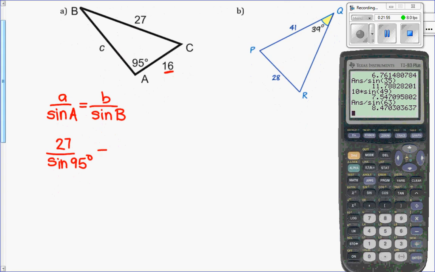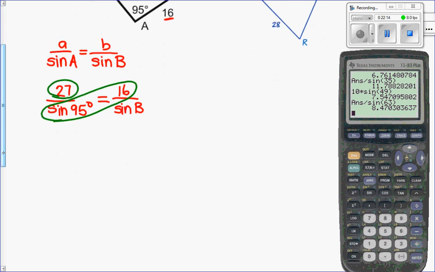And that's equal to B, which is 16, over sine B. That's the unknown. Now again, this time the two pieces of information I have that are diagonal to each other are those two, and we're going to be dividing by 27. Now, that's going to give me sine B. That's not going to give me what angle B is. That'll give me the sine of B. So I'm just going to write that out longhand.